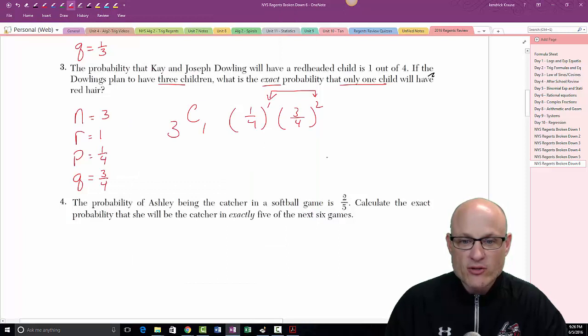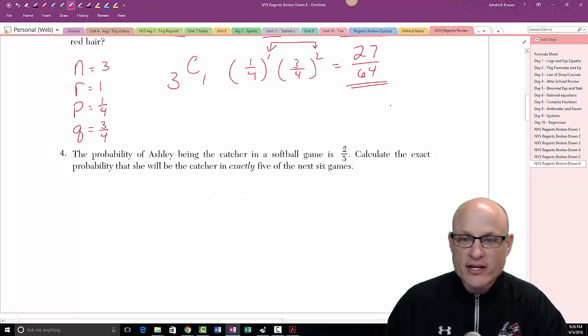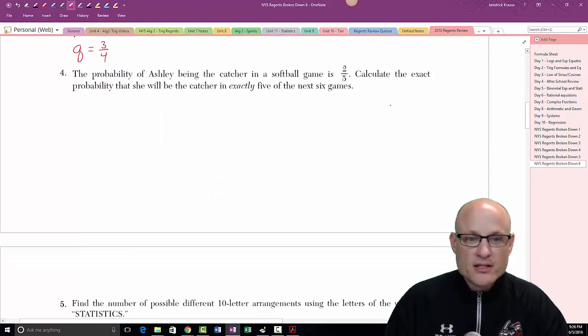And we get 27 over 64. 27 over 64. Now, if they don't tell you where to round, just leave it like this. Sometimes they come out as decimals. All right, I think we're done.